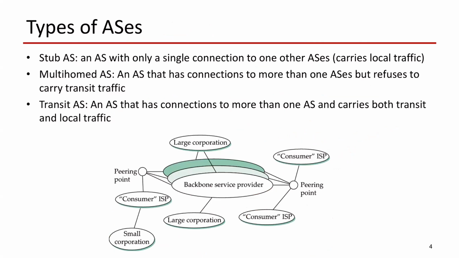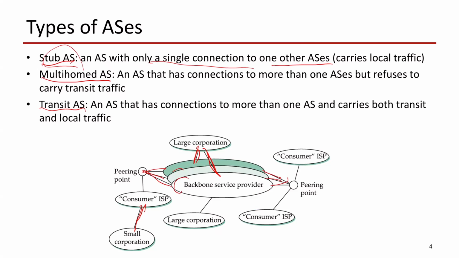Okay, so types of ASs. We have many types of ASs: stub AS, multi-homed AS, and transit AS. The stub AS has only a single connection to one other AS. I have only a single connection to another. So it carries only local traffic. And multi-homed ASs, meaning more than one AS are connected, but they refuse to carry transit traffic.